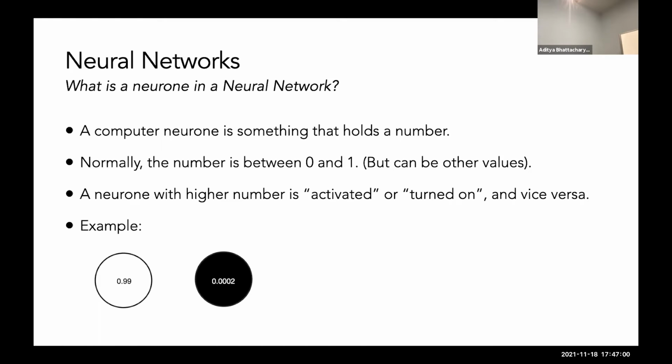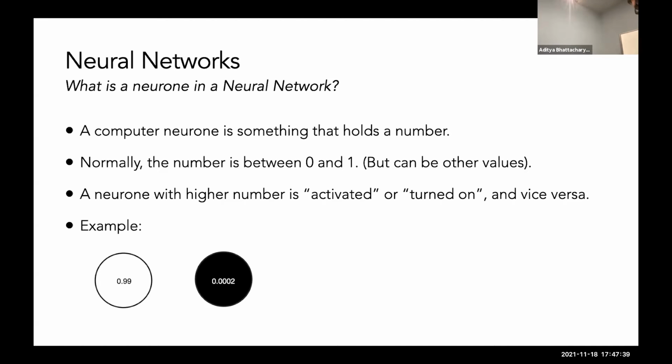Normally, because of certain reasons, we want this neuron to have a number between 0 and 1. You can go a little bit above or below that, but we normally try to keep it between those two values because otherwise it creates a lot of problems. The higher the neuron's number, the more activated it is, the more it is what we can consider as turned on. So again, the main question is, what is that number supposed to signify? That number signifies the neuron detecting a pattern.